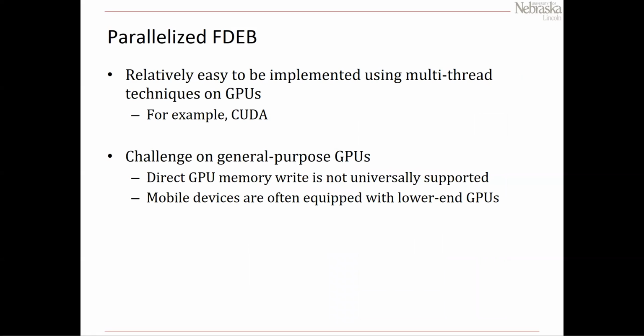Given this representation, it is relatively easy to implement using multi-thread techniques, either using a multi-thread CPU or a GPU. For example, you can easily implement this algorithm using CUDA, and assign one CUDA thread to do the calculation for each entry of this matrix. But it is non-trivial to implement this algorithm on general purpose GPUs. The reason is that direct GPU memory read and write is not universally supported. And often mobile devices, like our iPhone and iPad, are equipped with low-end GPUs.